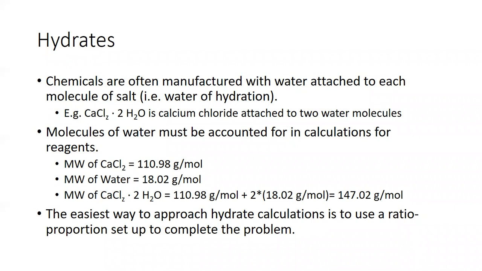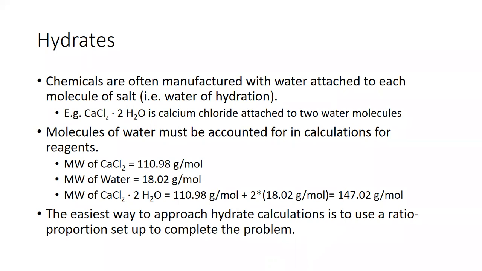All right, so for hydrates, the chemicals are often manufactured with water attached to each molecule of salt. That's the water of hydration. Calcium chloride has 2 waters attached to it, and it's referenced with a little dot times the molecules of water. Depending on the substance, that could be 1, it could be 7, and you need to account for the water in your calculations when you're making reagents.